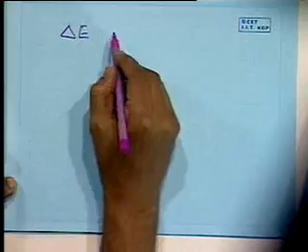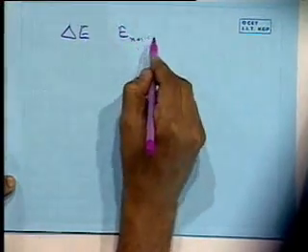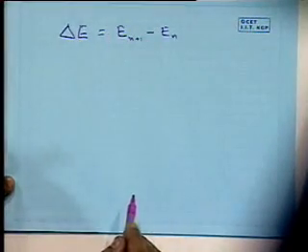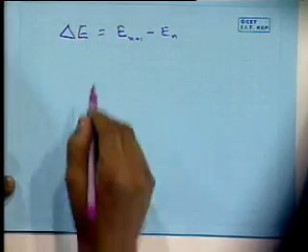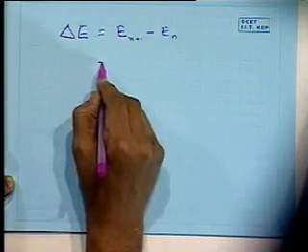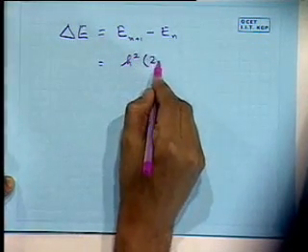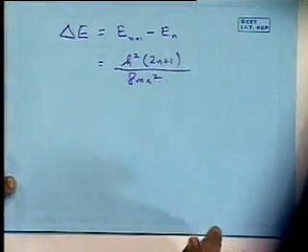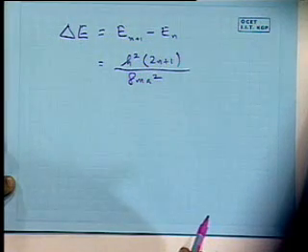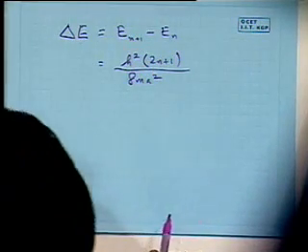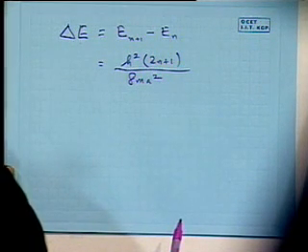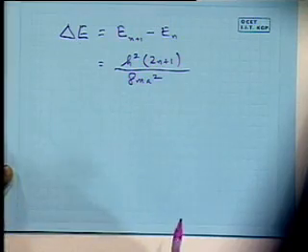Also note what delta E will be: En plus 1 minus En, right? The separation between two adjacent levels. And we will get that it is equal to h squared (2n plus 1) by 8ma squared. Okay? So here is the separation.